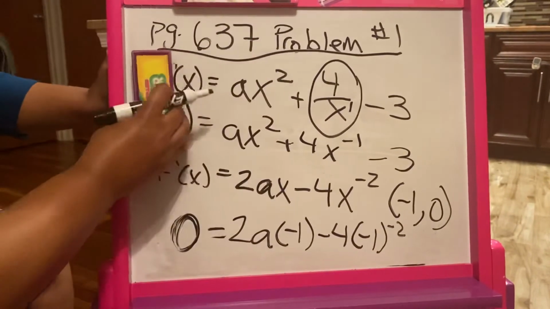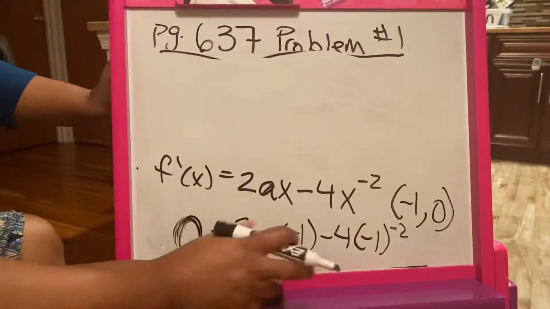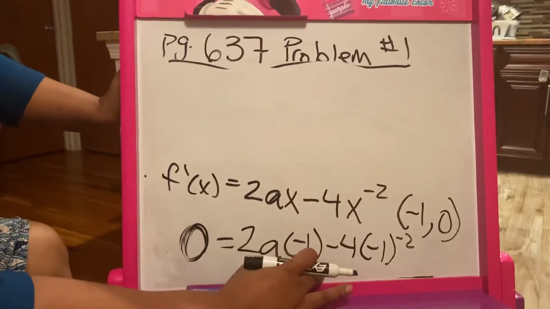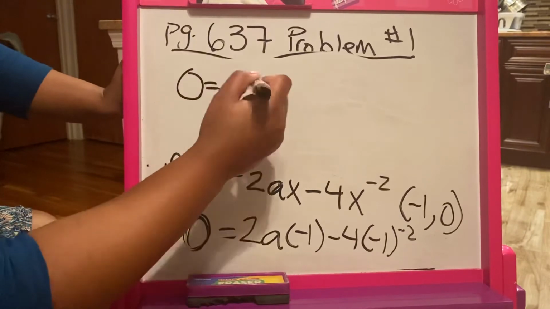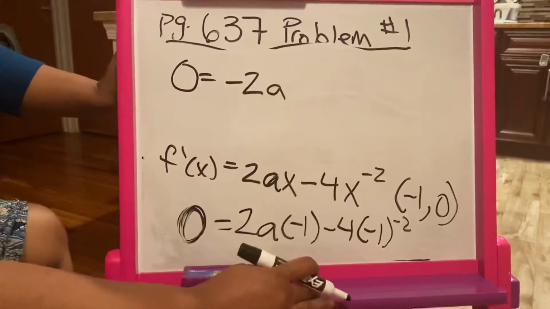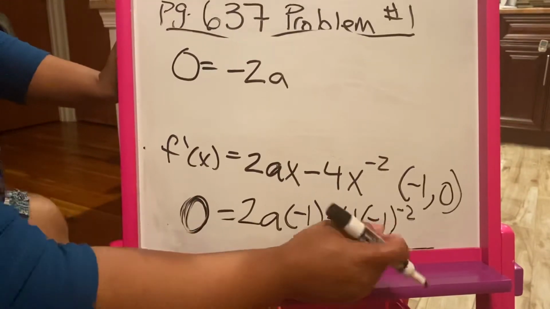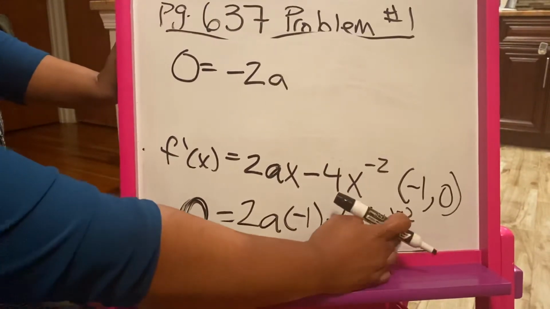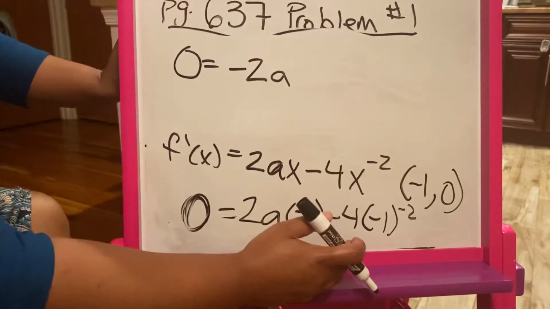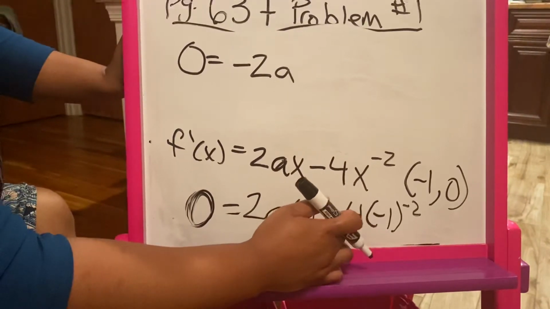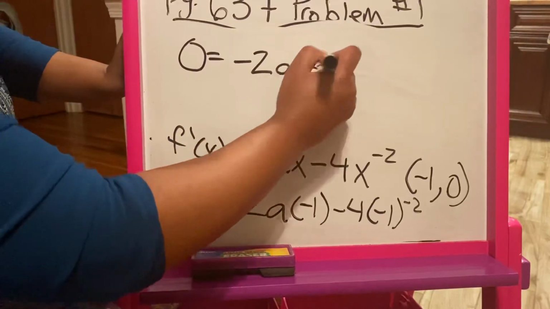Now I'm going to erase the top so I have more room to do the work. So let me simplify this. 2a times negative 1 becomes negative 2a. This term right here, negative 1 to the negative 2, just becomes 1. And therefore, this negative 4 just remains the same, and it just stays as negative 4.